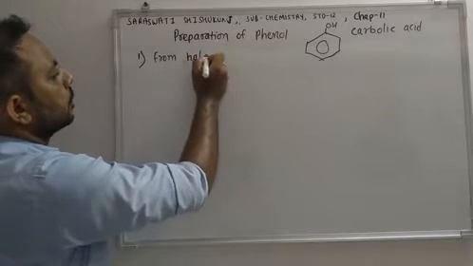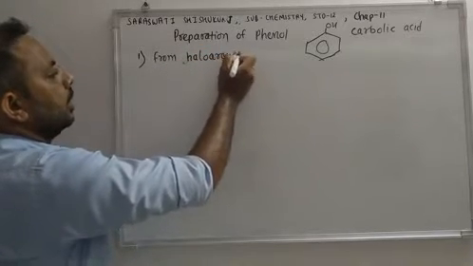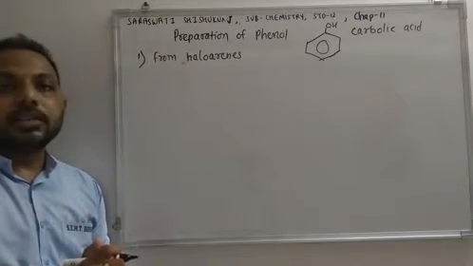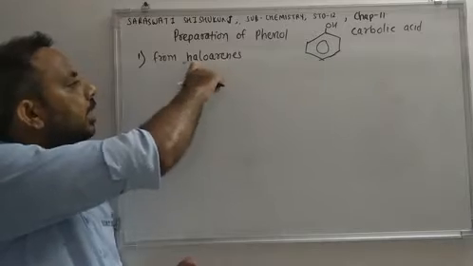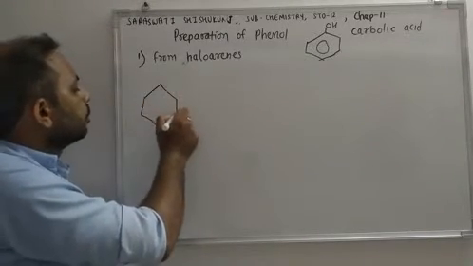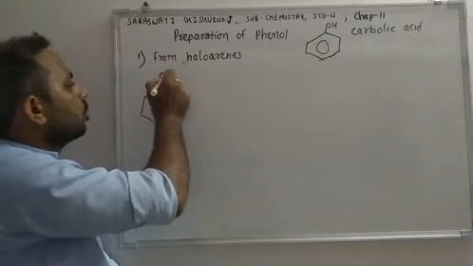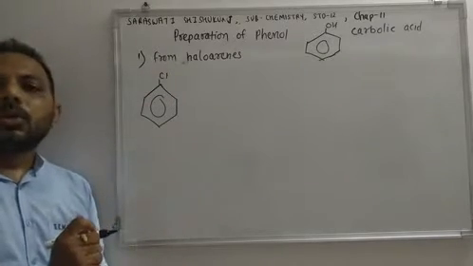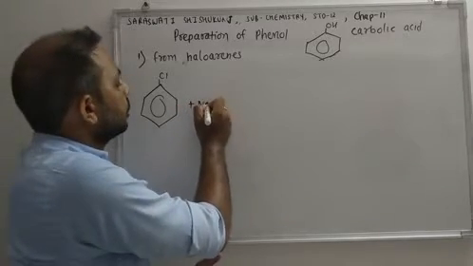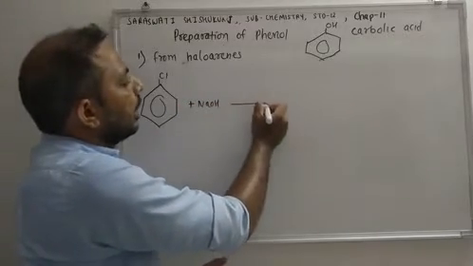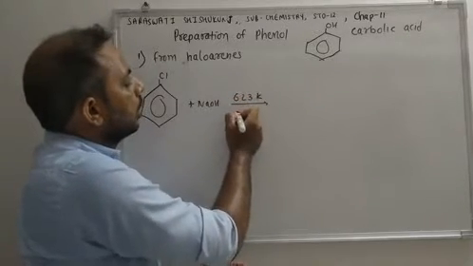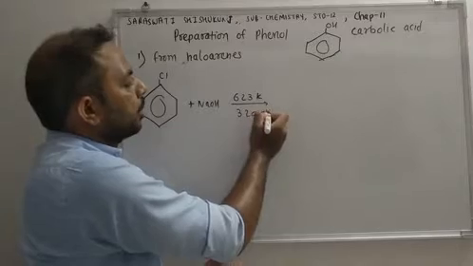Preparation from haloarenes. So what is a haloarene? Haloarenes are aromatic rings containing halogens. So we have chlorobenzene. So this is chlorobenzene. Chlorobenzene reacts with NaOH. The temperature is 623 Kelvin and the pressure is 320 atmospheric pressure.